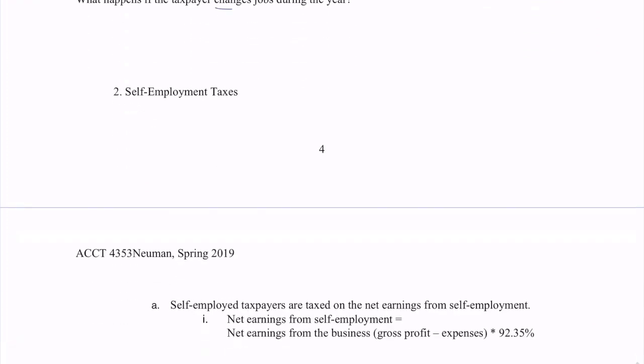All right, we have a situation here. What if the taxpayer changes jobs during the year? Your textbook talks a lot about this, and this is an important element. So I'm just going to say everything starts over. Everything starts over.